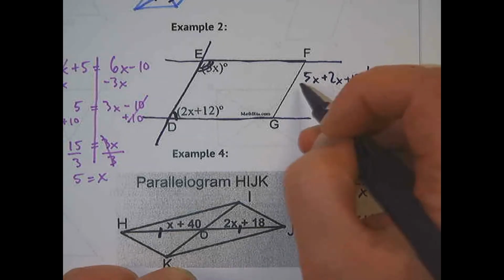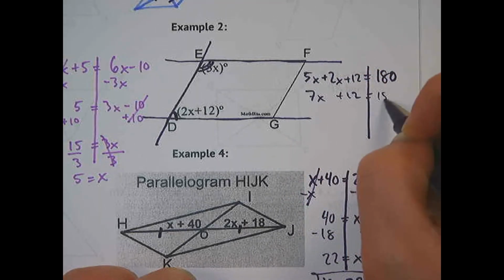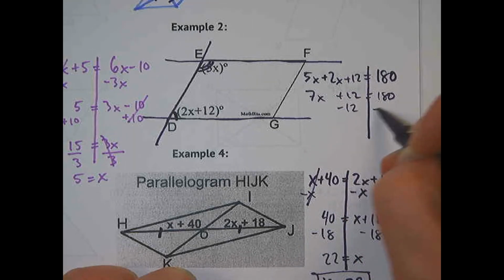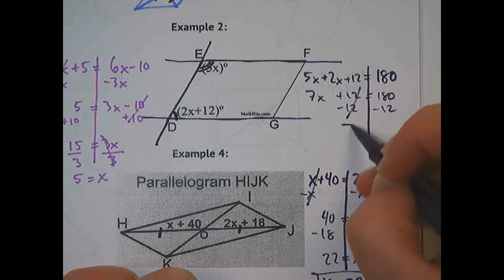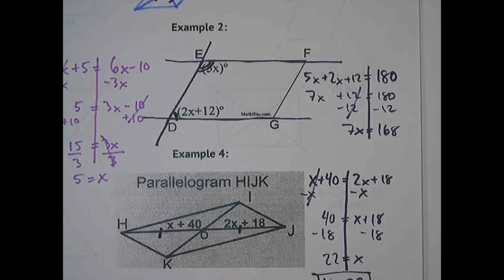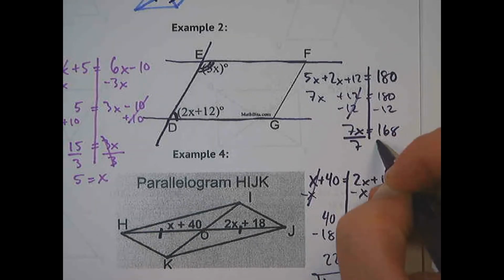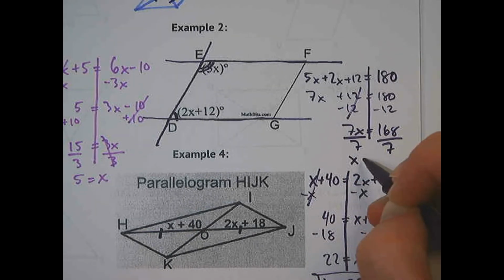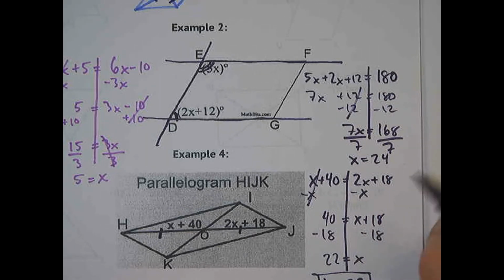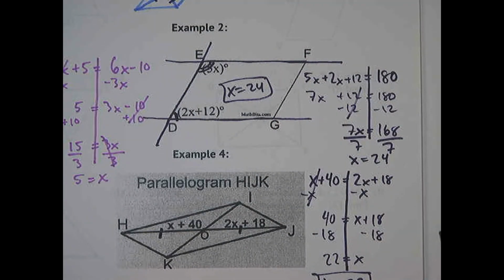So then I'll combine my like terms over here. 5 and 2 is 7. Minus 12 on both sides. And then 168 divided by 7, because we're going to divide by 7 on both sides. We get x is 24. So that's the only case where you're not going to set things equal with parallelograms. Every single other time you'll be setting things equal.